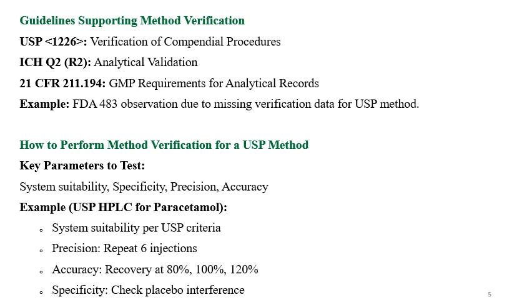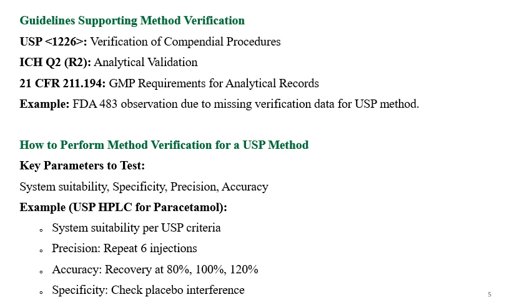Then how to perform method verification for USP method? So key parameters are required to be tested, which are system suitability, specificity, precision, and accuracy. For example, we have taken here an API paracetamol. System suitability is required as per USP criteria. Precision, repeat 6 injections for justifying the precision. And accuracy, recovery at 80%, 100%, and 120%. Specificity, check the placebo interference.